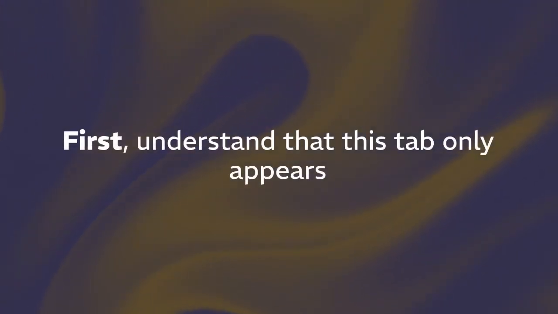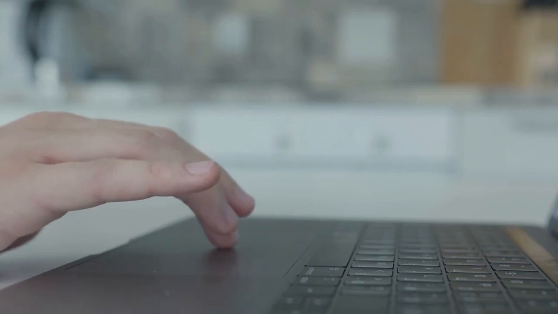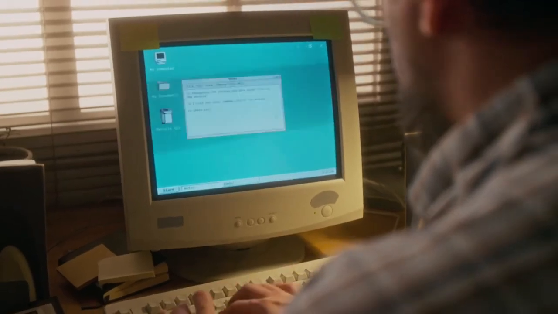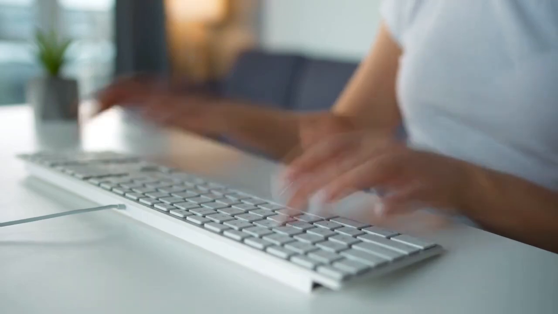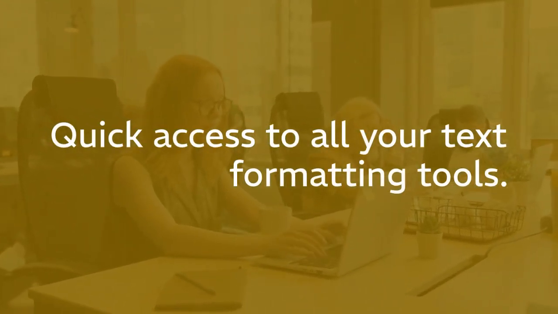First, understand that this tab only appears when you are actively composing an email, replying to one, or forwarding a message. So, begin by opening a new email window. Once your new message is open, look at the top of the Outlook window, specifically at the ribbon. The Format Text tab is usually visible there, nestled between tabs like Message and Insert. It's designed to give you quick access to all your text formatting tools.